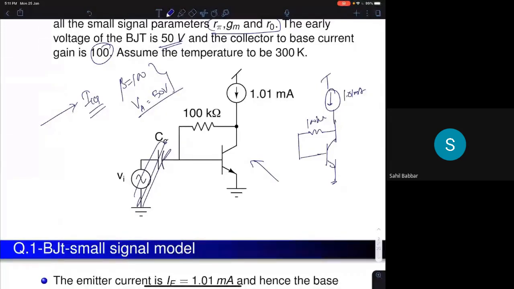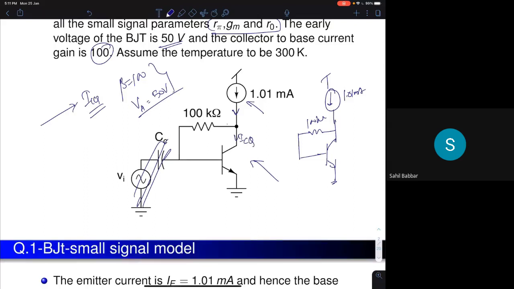Now what is this current? Is it the collector current? 1.01 milliampere, is it the collector current? See, apply KCL at this node. If you apply KCL at this node, what will you get? You will get that this current here is the collector current.